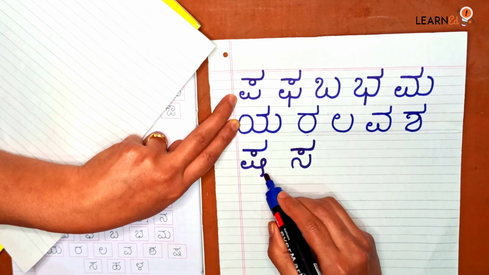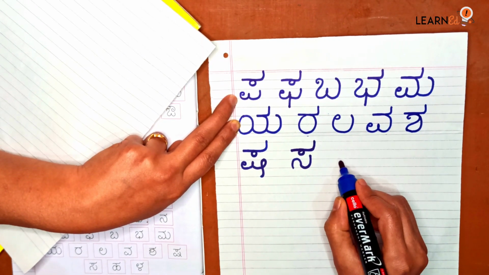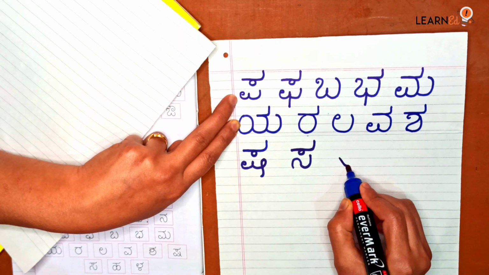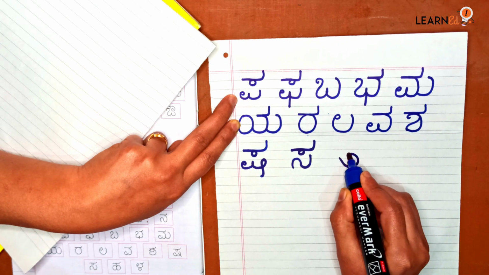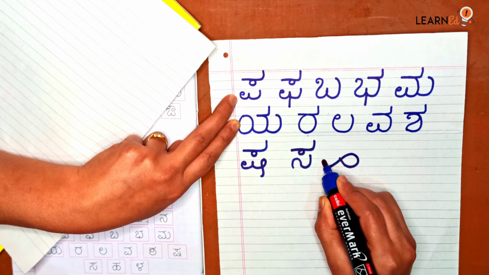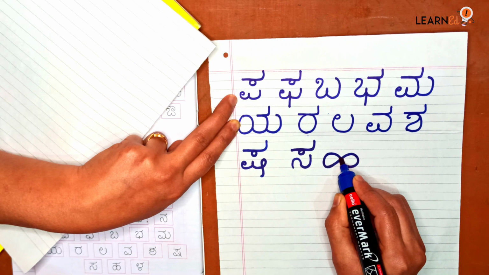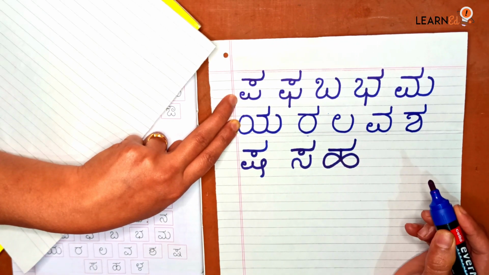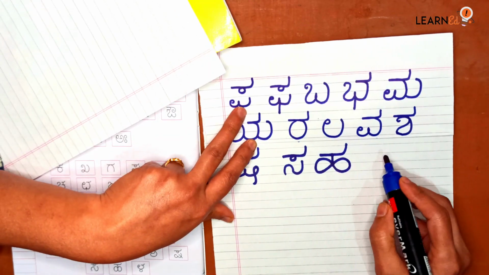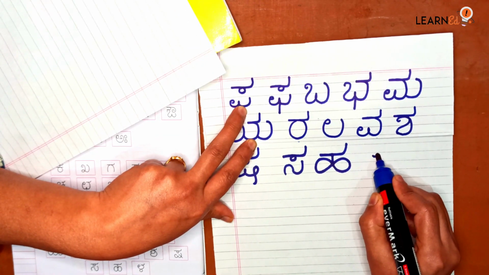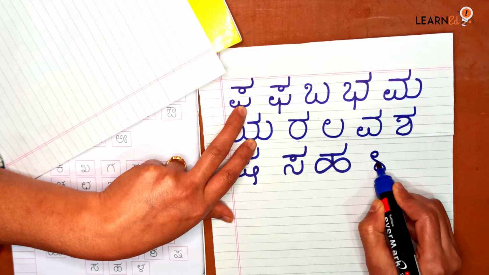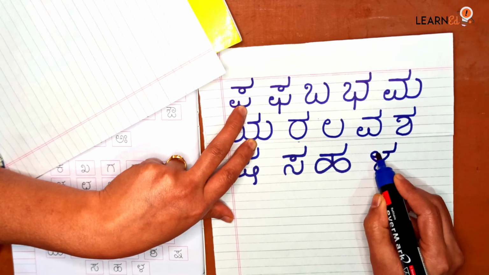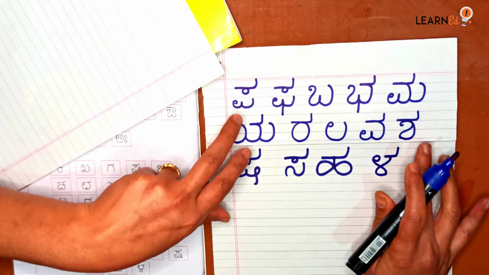Sha, sha, sa. The ha letter is like ulta 8. From here, go here, make a 0, come back here, and then touch here, go up this side, back again and up. Ha. Now the last letter, la. This is like number 8. La.